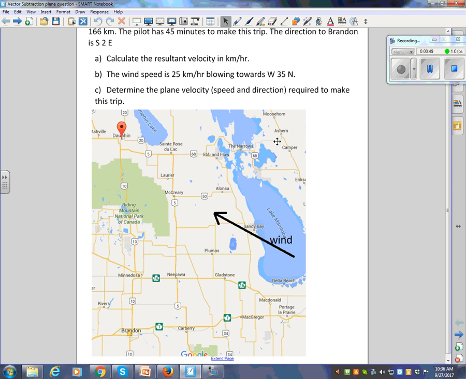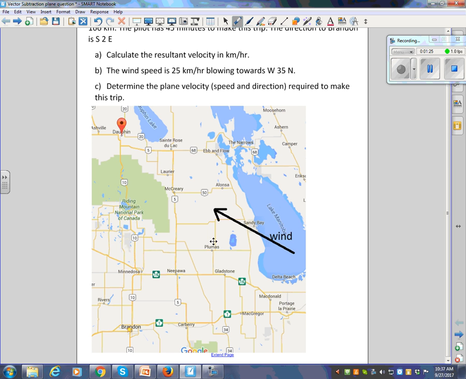Let's just stop and think about this for a second. Which way is the wind blowing? Up and to the left, right? So if I just head straight to Brandon, where am I going to end up? Exactly, over there in Rivers, somewhere like that. So where do I have to aim so that I end up in Brandon? I've got to aim over there somewhere, and then the wind's going to blow me back towards Brandon. Now, as I said, I think that the map actually confused people a bit.